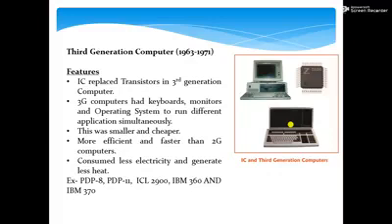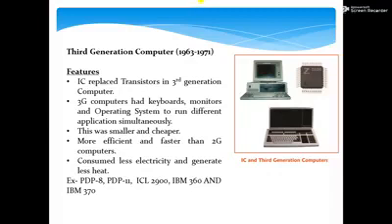So let's discuss some features of third generation of computer. IC, integrated circuit, replaced transistor in third generation computer. So what is IC? IC is a small chip that can function as an amplifier. Transistor miniaturized and placed on a silicon chip called IC, which increases the speed and efficiency of computer.